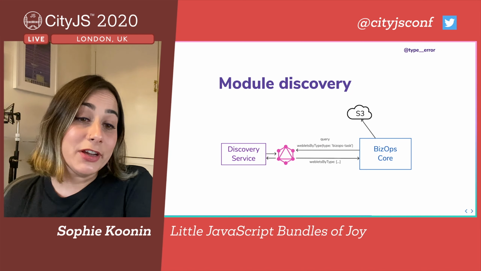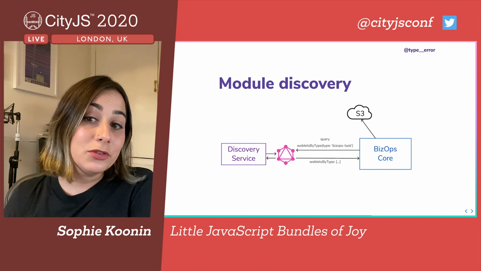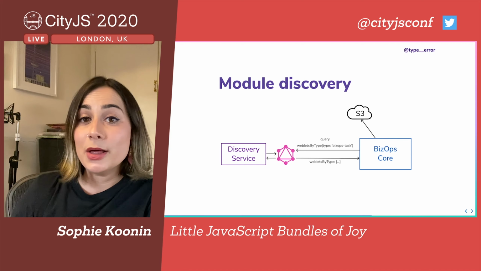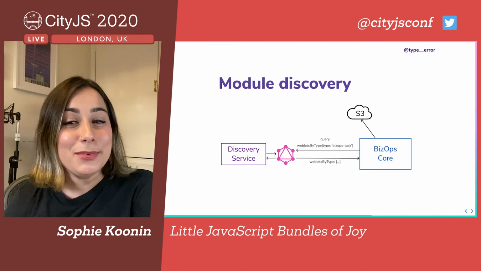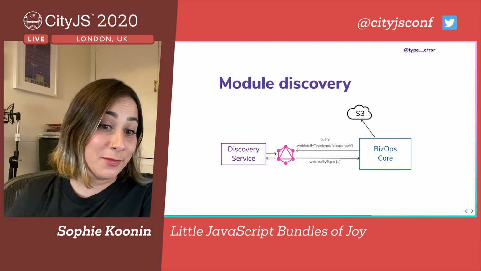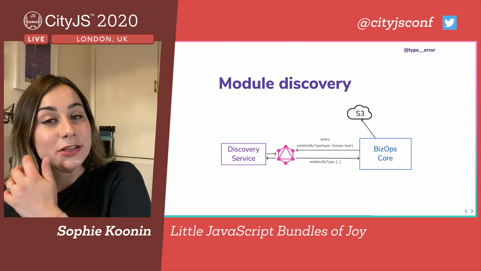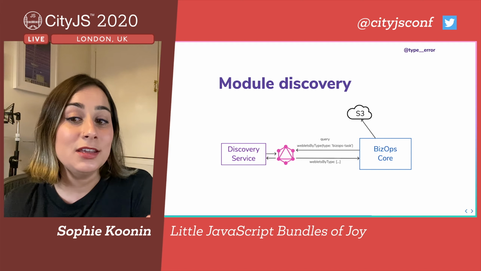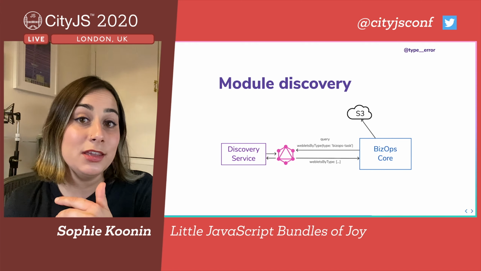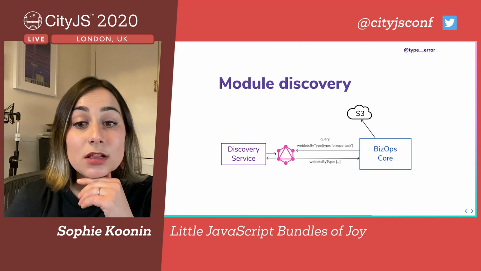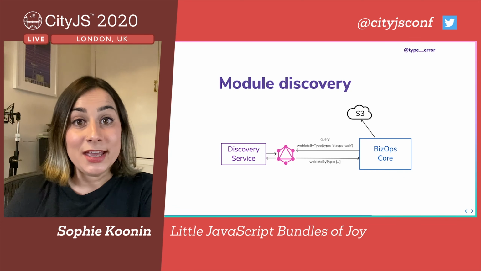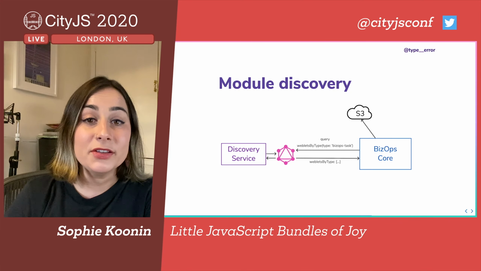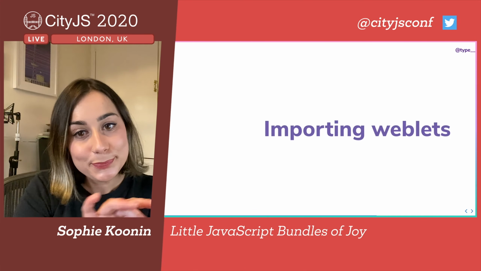So for module discovery, BizOps will then make a call to the discovery service on load with a GraphQL query, and then it gets a list of Weblets that it goes through and imports dynamically from S3. And the Weblets are stored in the Apollo client's local cache, and we can basically cache them forever because the URL is uniquely determined by the Git commit that's in the URL. So any new Weblet that we get in will have a new Git commit, and therefore it will bust the cache, which is rather nice.